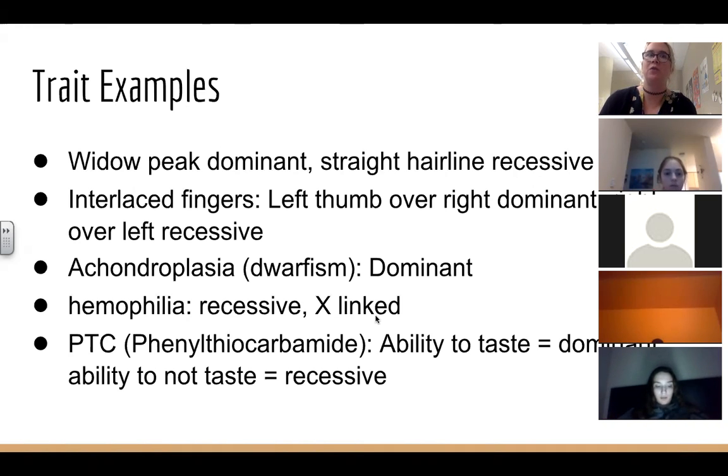X-linked means that if you have XY as your chromosomes, right, male chromosomes, if you get one X chromosome that has this recessive allele on it, you get hemophilia, which is why it's more common in males, right? For a female to get it, you would have to get 2 X chromosomes, both with the recessive allele, and then you would end up getting hemophilia. Same with color blindness, right?